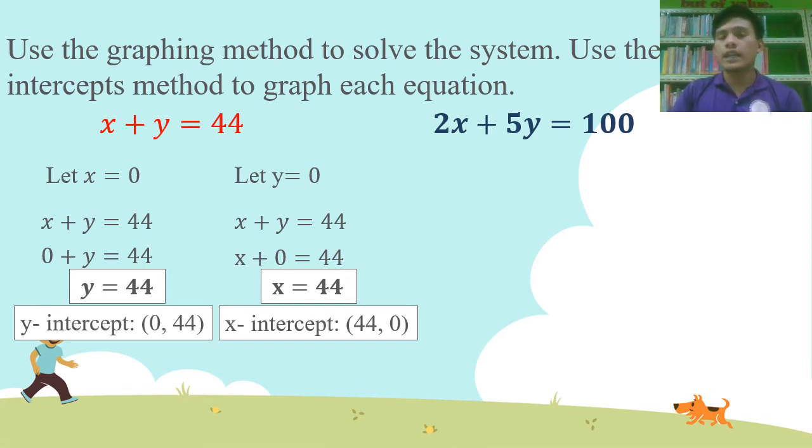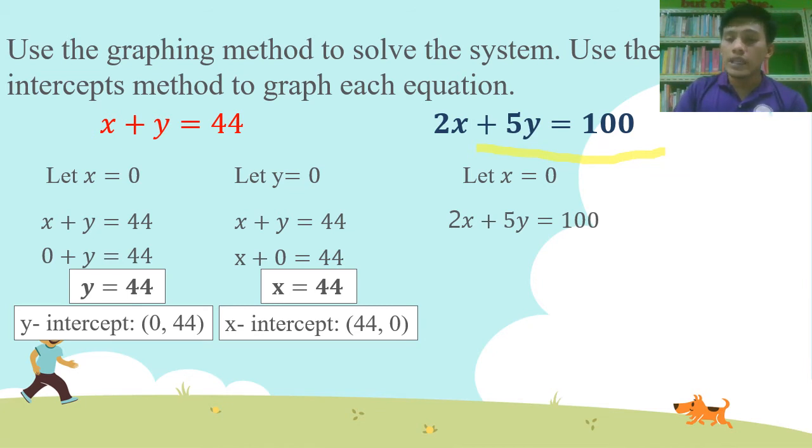Now we go to the second equation, which is 2x plus 5y is equal to 100. First step, let x is equal to 0. The given equation number 2 is 2x plus 5y is equal to 100. Substitute the value of x: 2 times 0 plus 5y is equal to 100. We already know that 2 times 0 is 0, that's why it cancels out. Remaining is 5y is equal to 100.